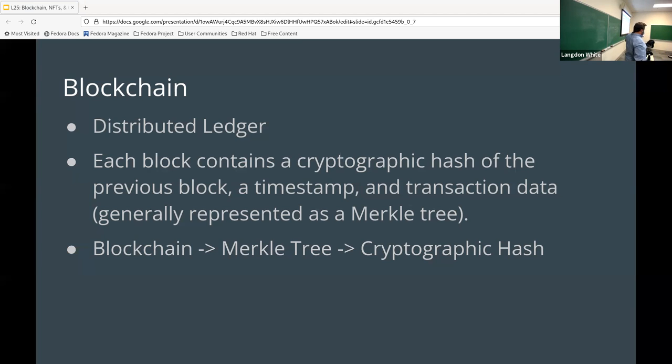So a distributed ledger. What's interesting about a distributed ledger is that typically a ledger needs to be owned by one person, okay? So think about Google Sheets, where you can have multiple people commit to it, right? You can have multiple people writing in the same spreadsheet. However, there's only one spreadsheet, right? So it's not really distributed, okay?